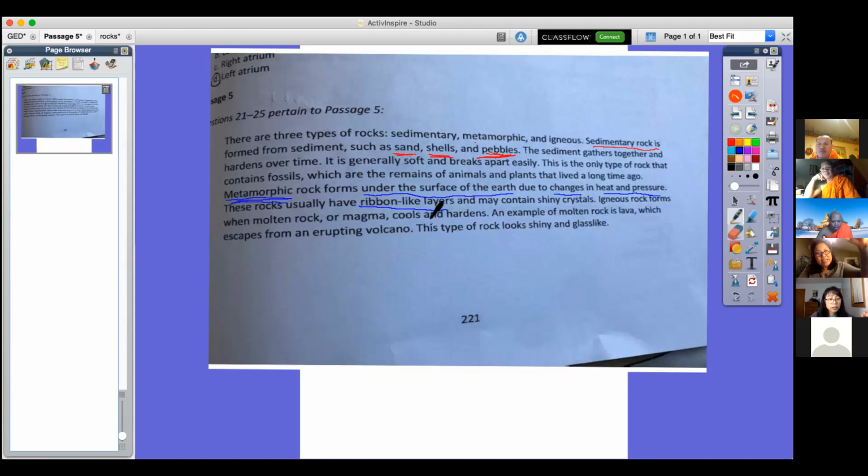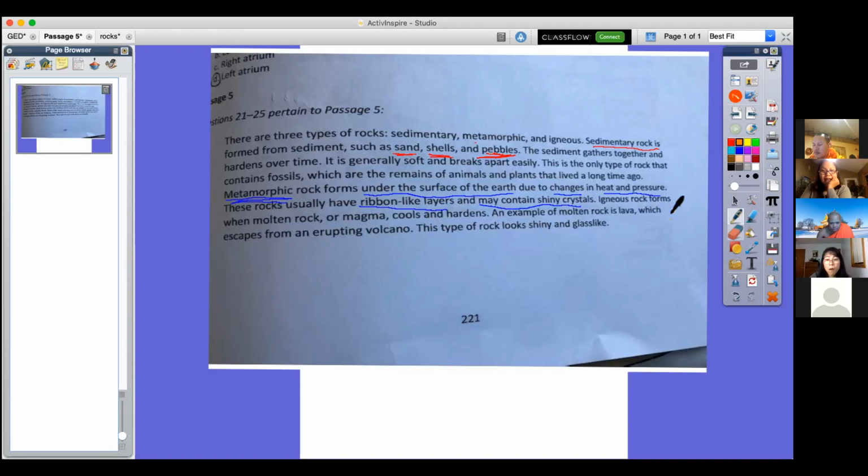Layers, like a rock in Arizona, you can see the rock. Yeah, I know, I was thinking of that. And may contain shiny crystal. Oh, so when we go into a cave and see crystals, that comes from metamorphic. Yes. Okay. So now we're going to igneous.